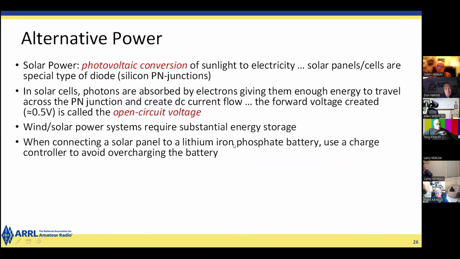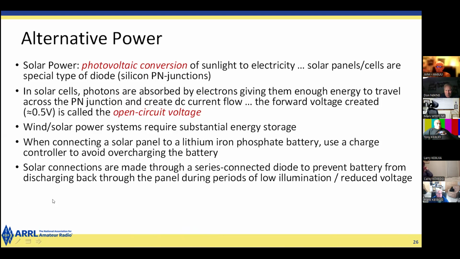Wind and solar power systems, I did a double click there, guys. Wind and solar power systems require substantial energy storage. When connecting a solar panel to a lithium iron phosphate battery, use a charge controller to avoid overcharging the battery. Okay, that's one thing I keep getting warned about. Solar connections are made through a series connected diode to prevent the battery from discharging back through the panel during periods of low illumination. Yeah, I learned that the hard way.